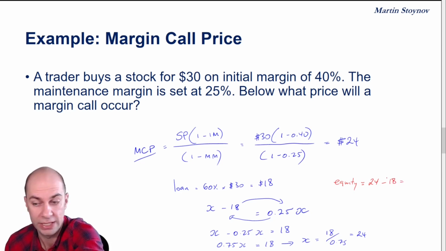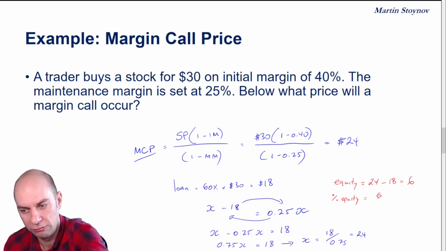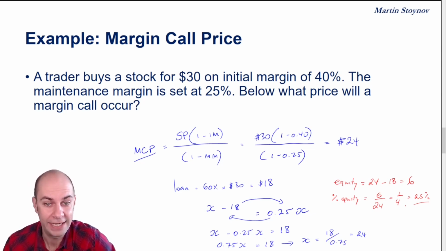So that number's not changing. That's how much they lent me. So my equity is $6, my friends. Okay, my equity is $6. So what is my percentage equity at this point? Well, my percentage equity must be my dollar equity over the current share price, which is 24. Okay, but we know that this is also equal to 1/4, and we know that 1/4 is equal to 25%. So we've demonstrated that the price at which we're going to get the margin call is indeed $24, because when we hit $24, we would have exactly 25% equity, and the maintenance margin is set at 25, so a margin call will be issued.